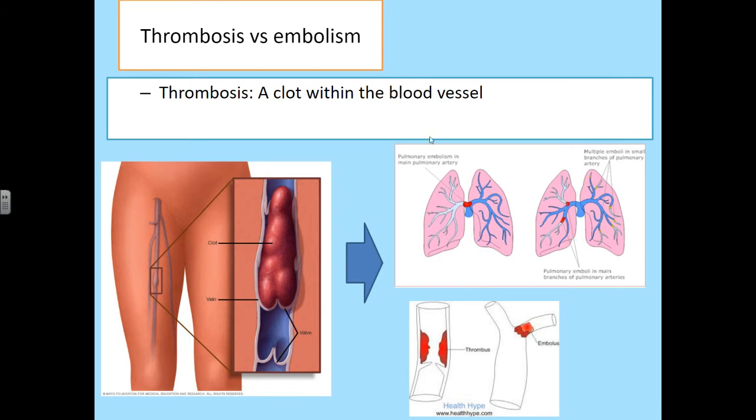So there's a difference between thrombosis and embolisms. A thrombus, singular, is a clot within a blood vessel. If a bit of that clot breaks off and moves around the body, it's called an embolism. So there's lots of things that can cause embolism. Fat, air, these blood clots can cause embolisms.